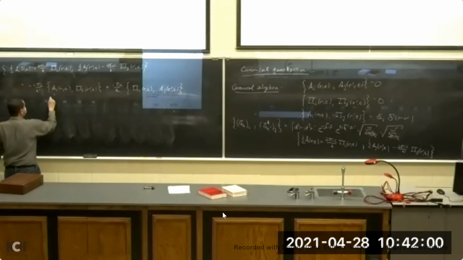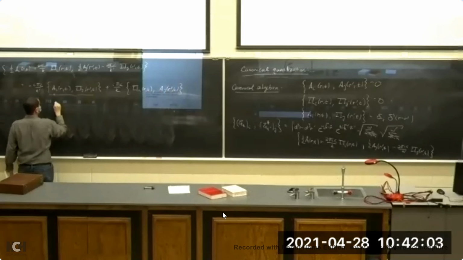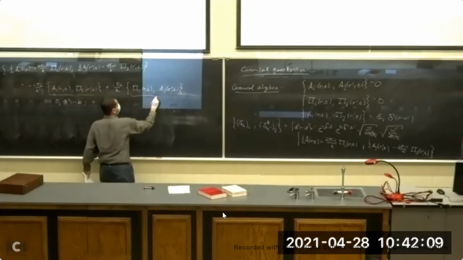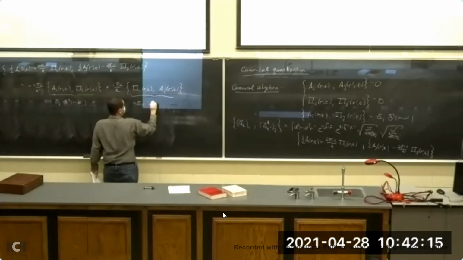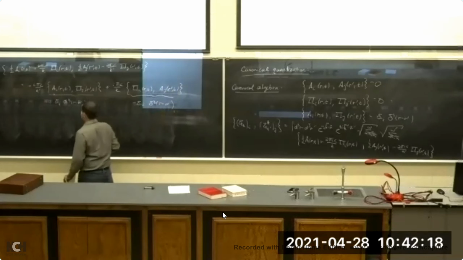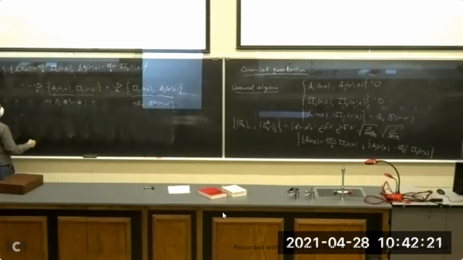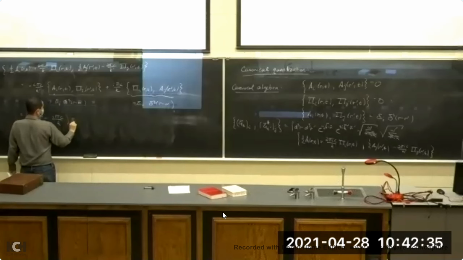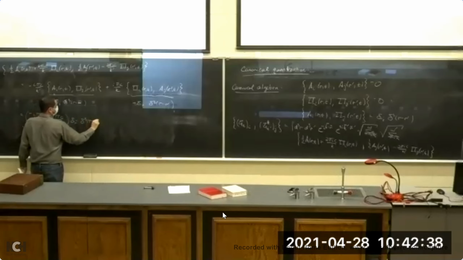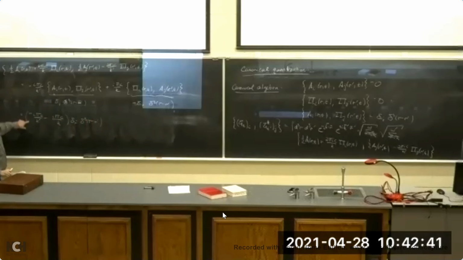So then I plug in the canonical algebra of these guys. So this is delta ij, delta 3 of r minus r prime. Same for this one, but with a minus sign because they're in the wrong order. Negative delta ij, delta 3 of r minus r prime. So when I do that, these terms become almost equal. So I get minus i pi over k prime, minus i pi c over k, delta ij delta 3 of r minus r prime. So now we've evaluated the Poisson bracket.